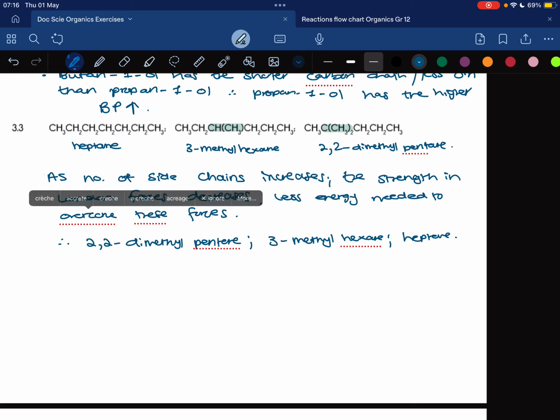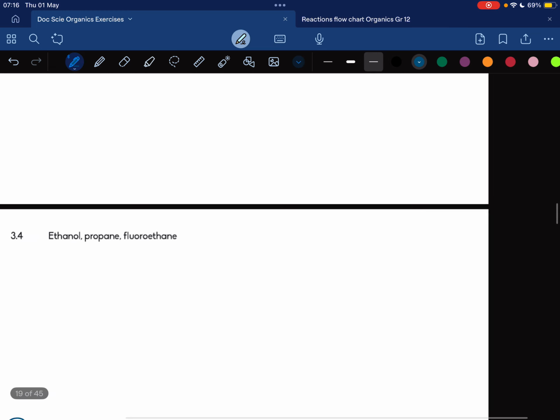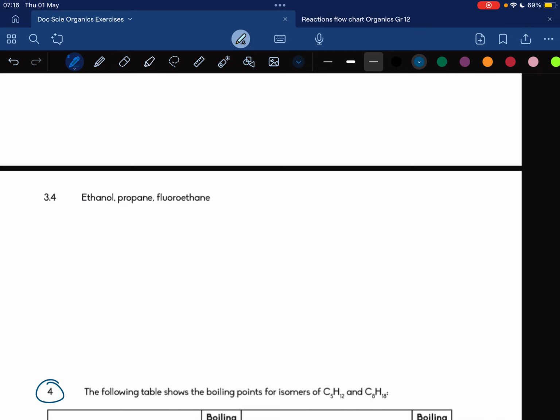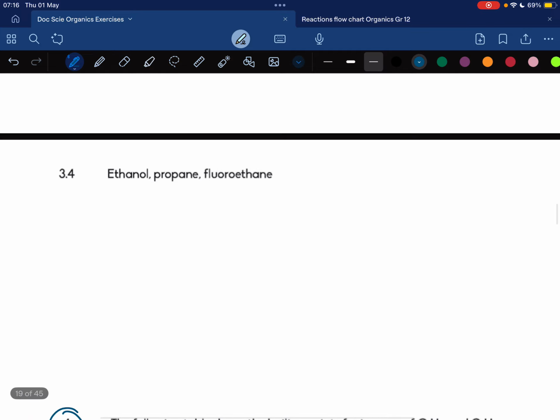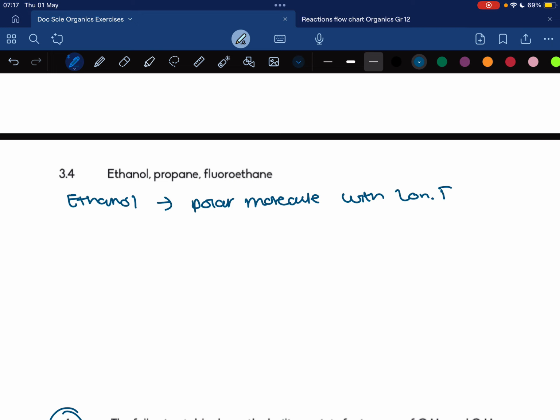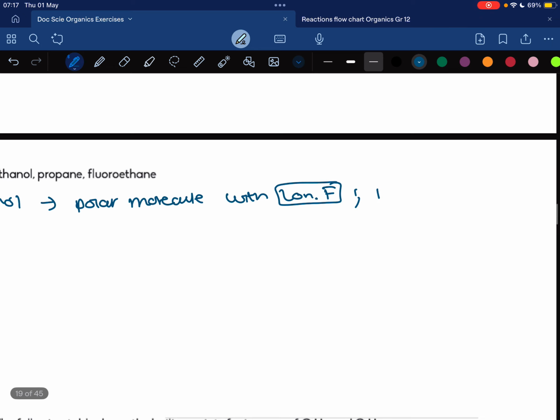Okay, so moving on, 3.4 says ethanol, propane, and then fluoroethane. Okay, so let's start by listing them. So ethanol, right, is a polar molecule with London forces, dipole-dipole forces, and hydrogen bonds.